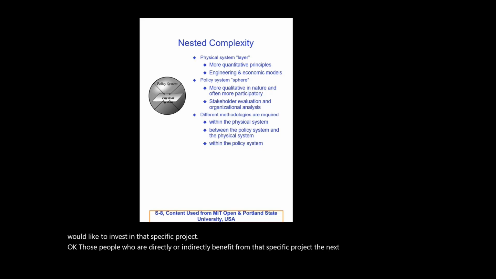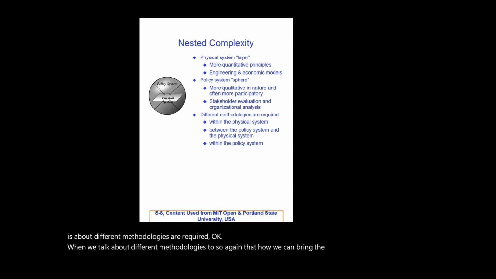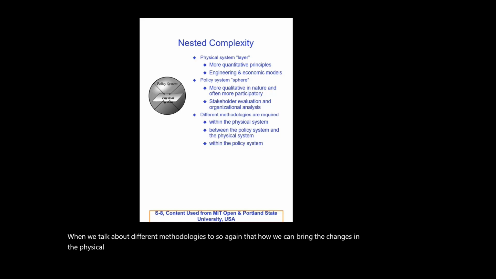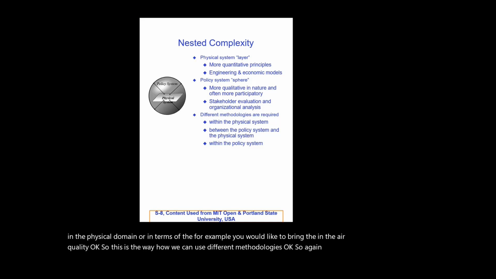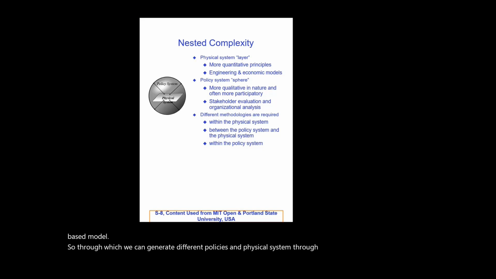The next part is about different methodologies that are required. When we talk about different methodologies, again it is about how we can bring changes in the physical domain. For example, you would like to bring the reduction in the air quality, okay? So this is the way we can use different methodologies. When we would like to reduce the air quality, this is an internally based structural complexity, an externally based model, through which we can generate different policies and physical systems through which we can really reduce the air quality.